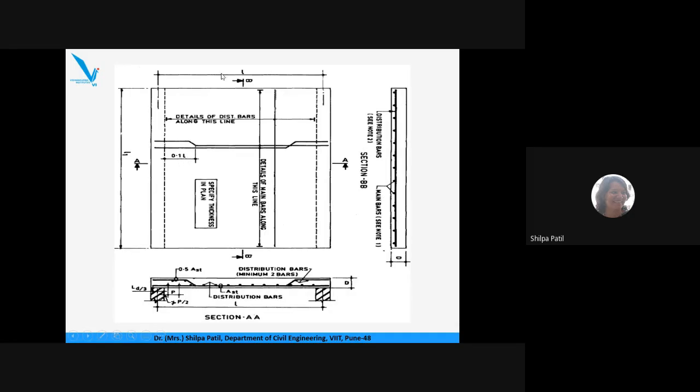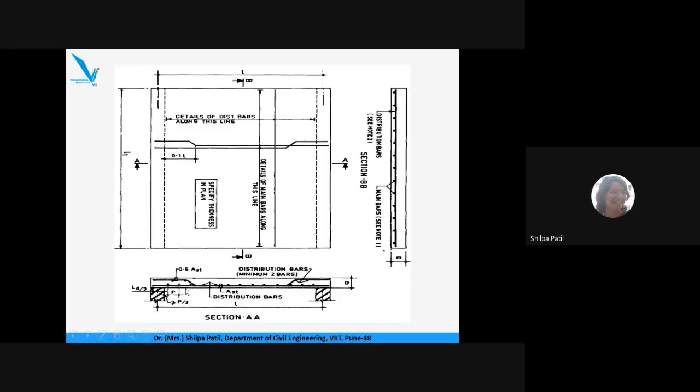Okay, in our case the L is 1500 mm or 1.5 meters. So at a distance of 0.1 L from the center of the support, the bar should be bent, and this bending is always done at 45 degrees. So the bar is bent at 45 degrees and the remaining portion is provided in the compression zone. I'm showing this in the plan, but this is the true picture. In the section it will look like this.